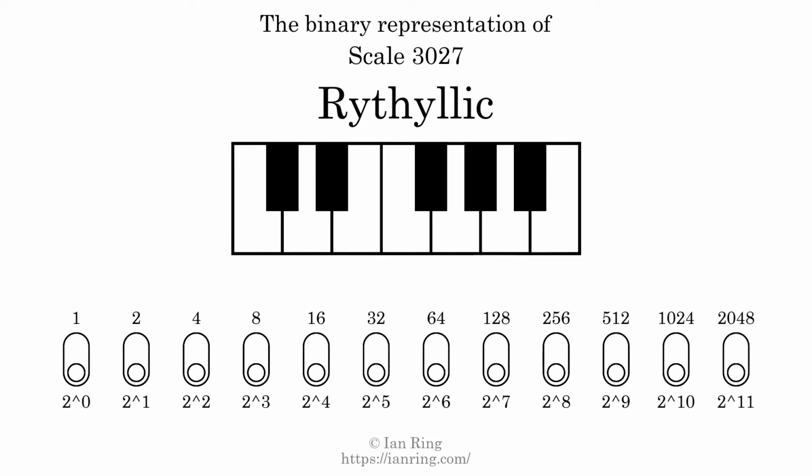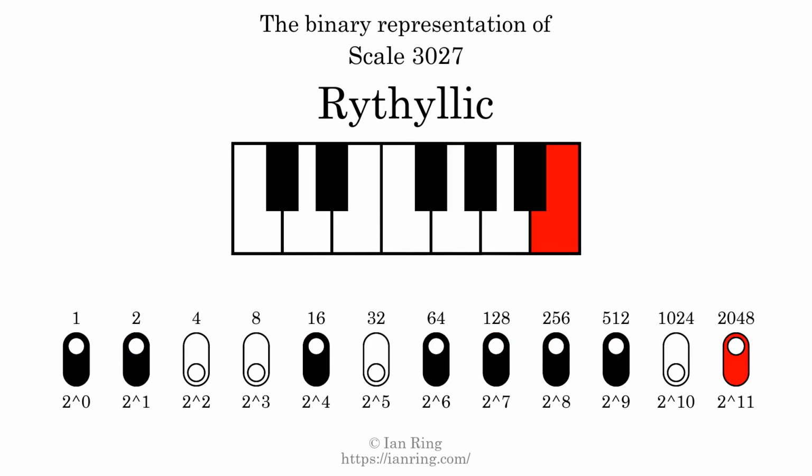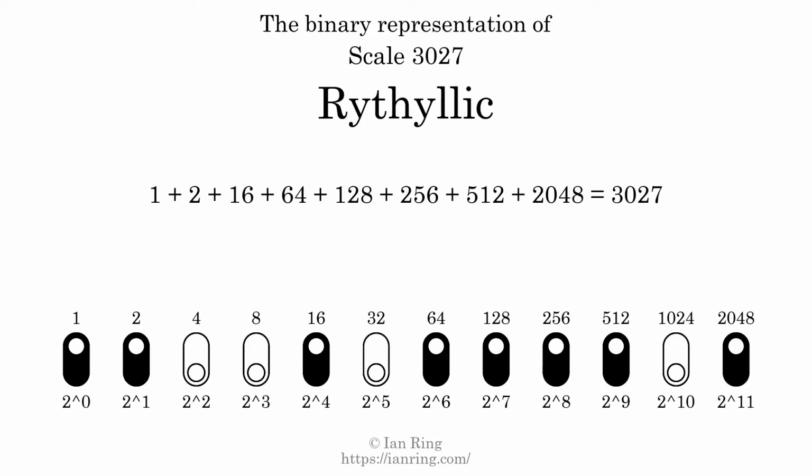The binary representation of this scale is determined by mapping tones of the scale to binary digits. Each binary digit represents a power of 2. To get the scale number, we add the powers of 2 together. The powers of 2 that are present in the scale, all added together, equals 3027. That is why the scale number, in decimal, is 3027.